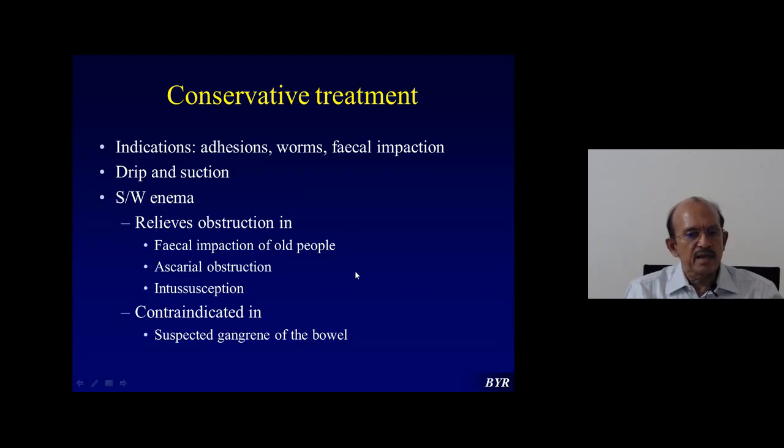Then suspected gangrene. So with suspected gangrene in the peritoneum, what will happen? What are the features? There will be guarding, there will be tenderness, there will be rebound tenderness. So when all these three are there, then soap water enema is contraindicated.